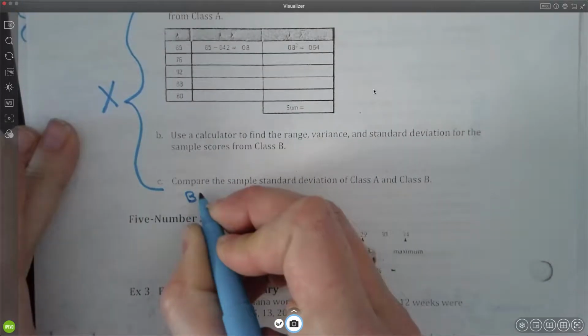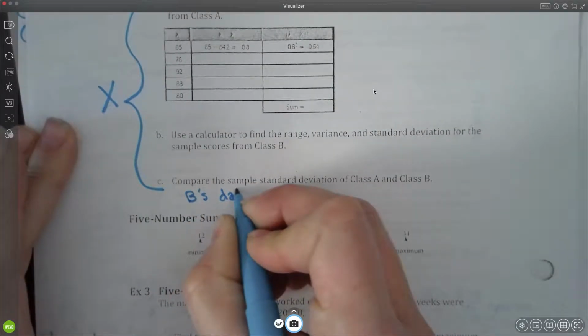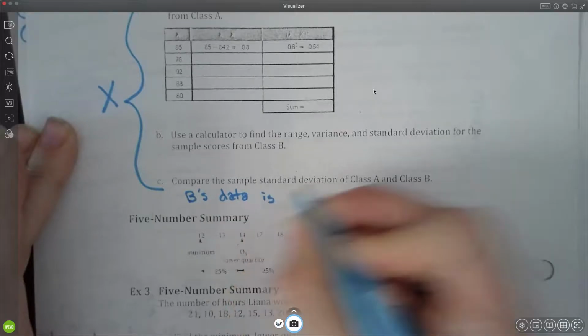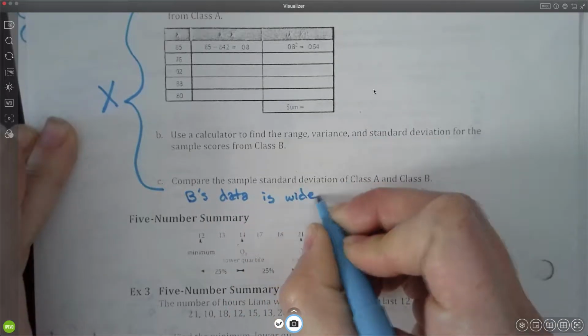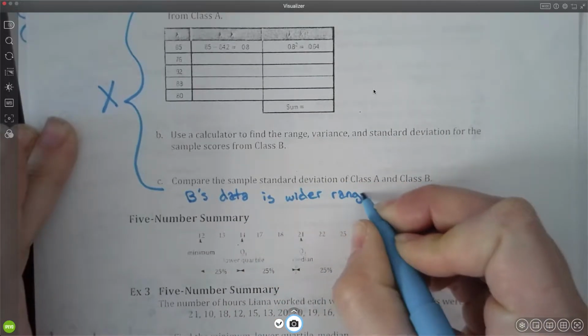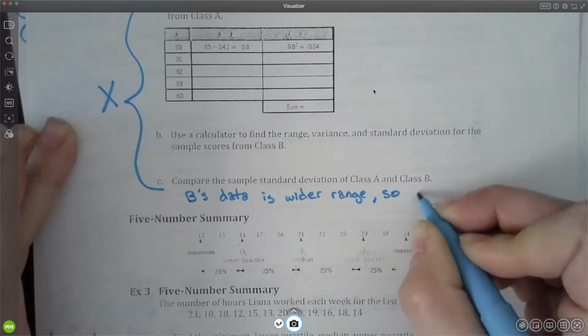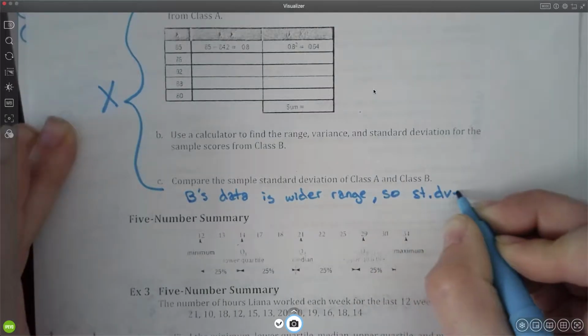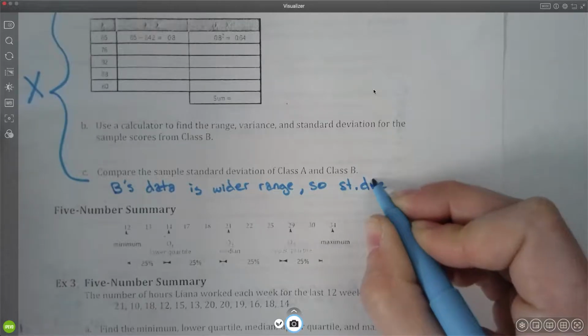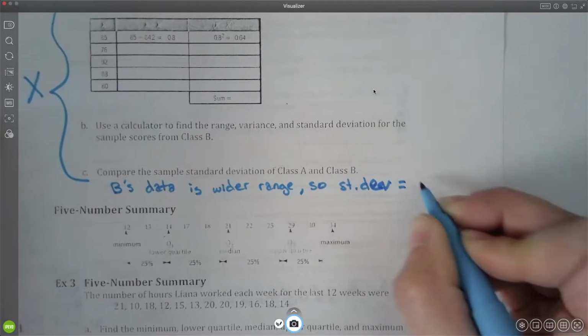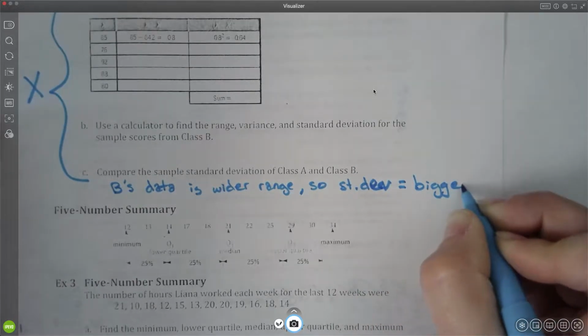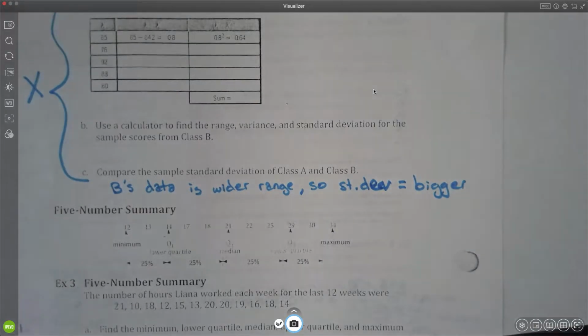B's data is, I'm going to say, a wider range. So standard deviation equals bigger. Okay? B's data is a wider range, therefore the standard deviation is bigger, which it was. We saw that. Okay? Now, a couple more things.